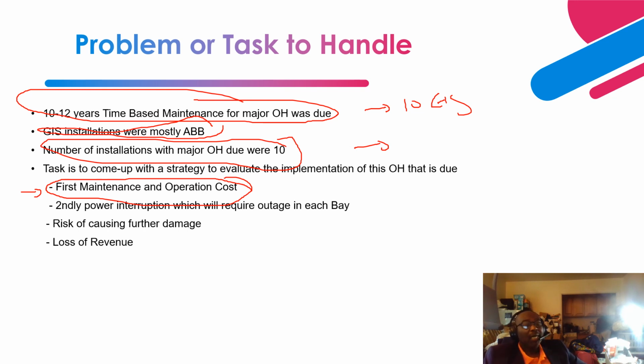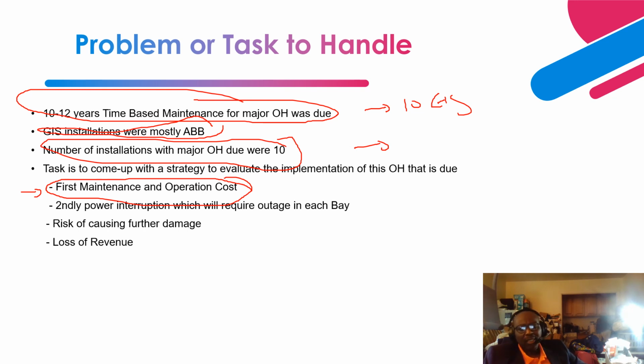So usually, a year or 6 months before the due date, it sends you a workflow for you to know that you have a major overhaul due for this asset, in any asset management software. Okay, and the total quantity of our GIS was about 10, and they were mostly ABB GIS.